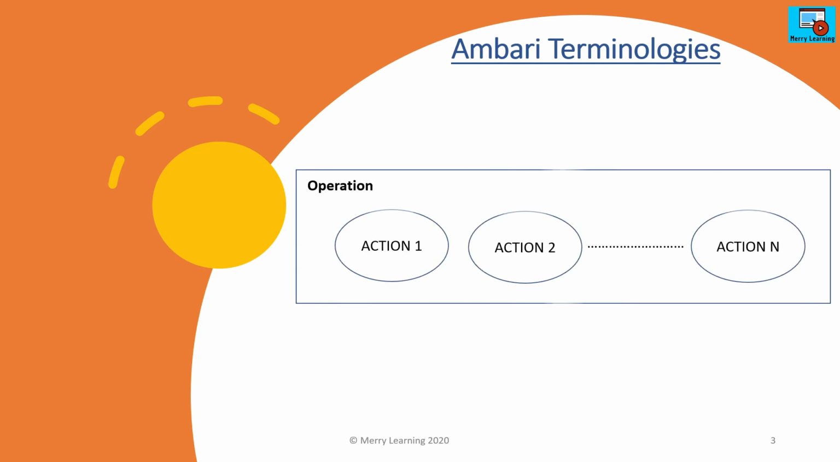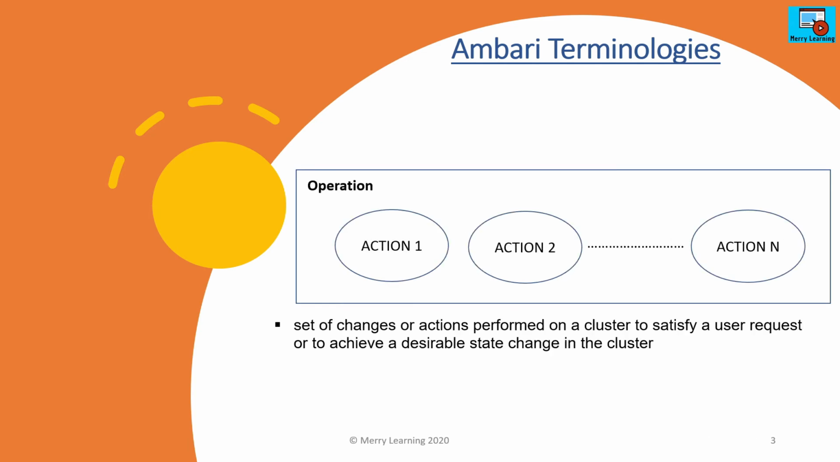Next one is operation. Operation refers to a set of changes or actions performed on a cluster to satisfy a user request or to achieve a desirable state change in the cluster. For example, the starting of a service is an operation and running a smoke test is another operation. If a user requests to add a new service to the cluster and that includes running a smoke test as well, then the entire set of actions to meet the user request will constitute an operation. An operation can consist of multiple actions that are ordered.